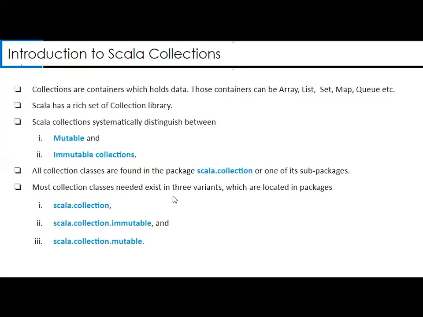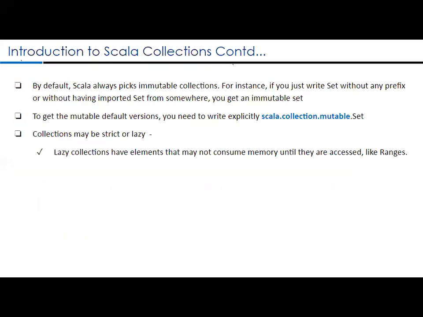Let me proceed. By default, Scala always picks immutable collections. This is very important. Whenever you try to create any collection, for example a collection of type list, by default the list will be picked from the Scala immutable collections package. For instance, if you just write set without any prefix or without having imported set from somewhere else, you get an immutable set, because the set will be imported from the Scala.collection.immutable package.